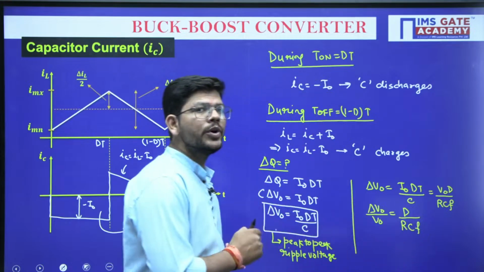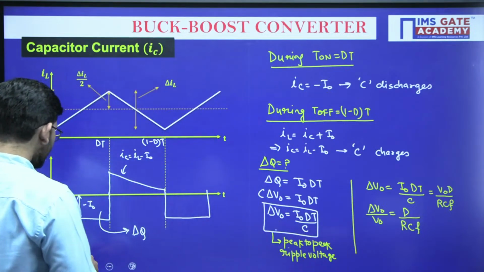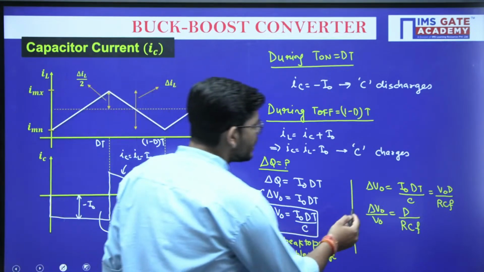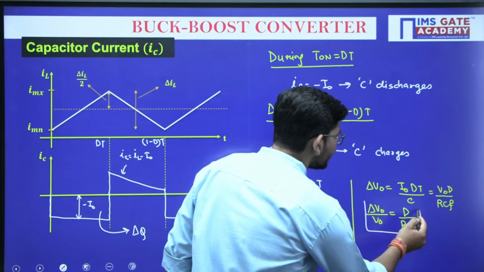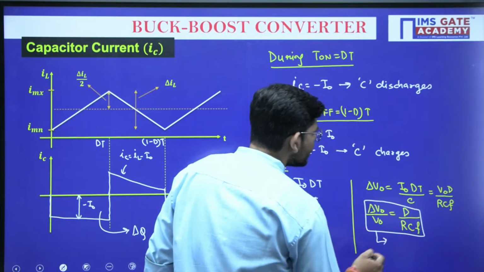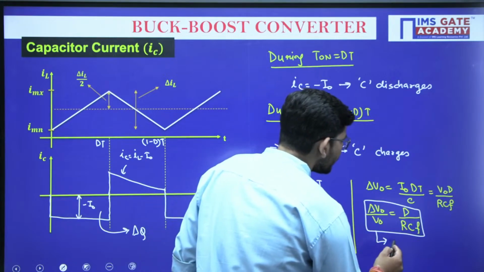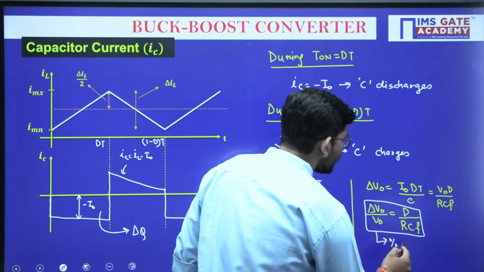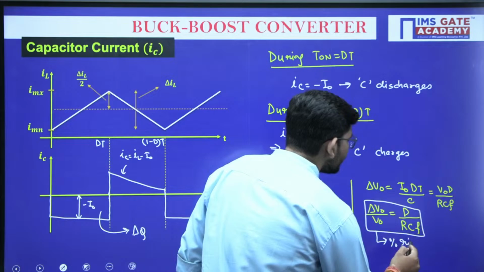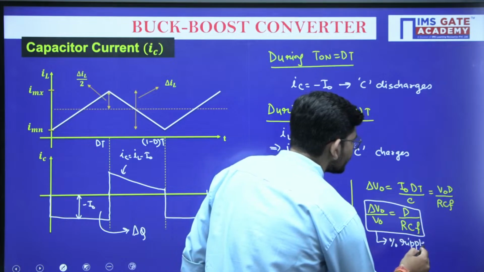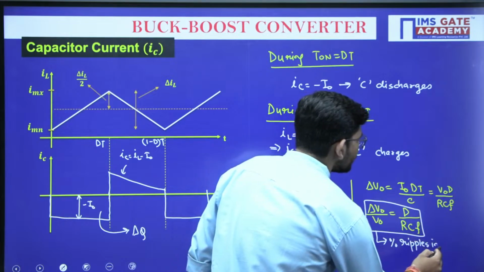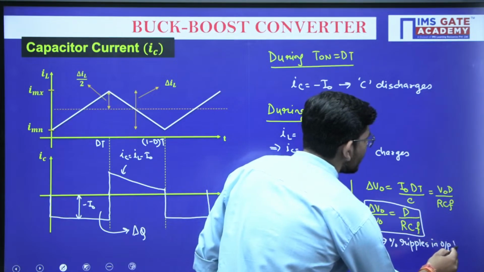Now nobody is going to teach you this particular thing, and this you will be getting only at IMS GATE Academy. Now this is called the percentage ripple. This is called the percentage ripple in output voltage.